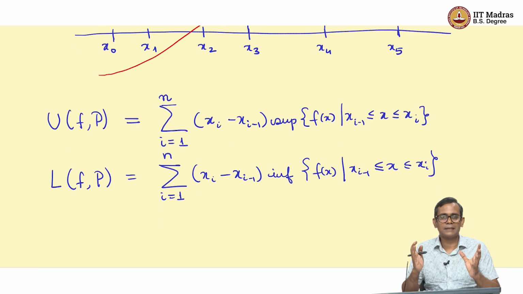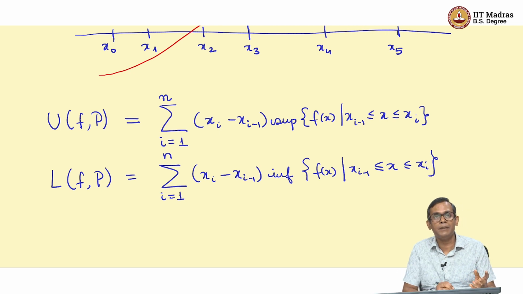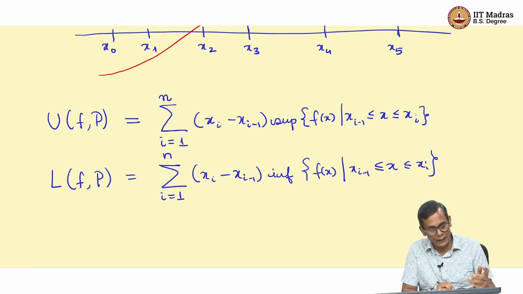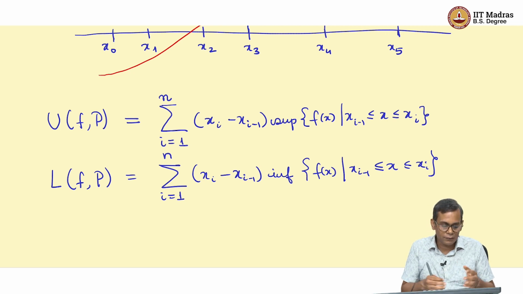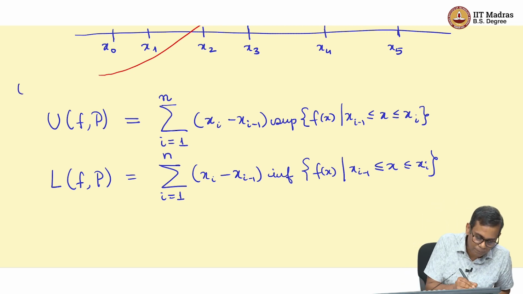And whatever this integral that we are trying to define, it should have the property that UFP is an upper bound for the integral and LFP is a lower bound. So before we can formalize this definition, let's just observe a few properties. So this is called the upper Riemann sum, or I'll just call it the upper sum, and this is called the lower sum.